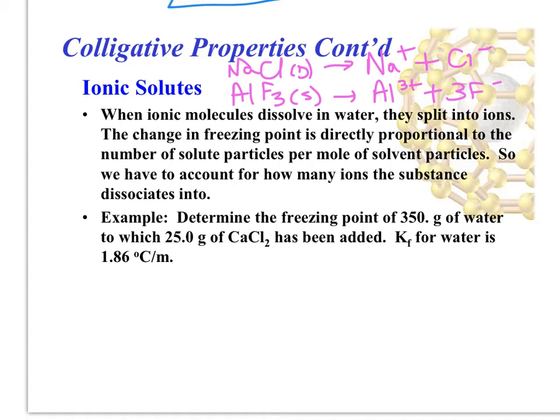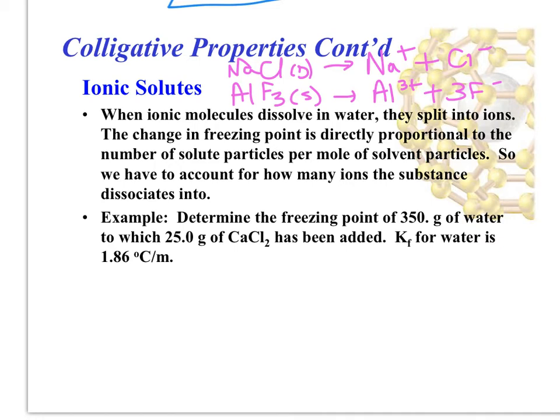And the i tells you how many ions your salt dissociates into. So for sodium chloride, the i would be 2 because I get 2 ions. For aluminum fluoride, the i would be 4 because I get 4 ions. So I have quadruple the effect.